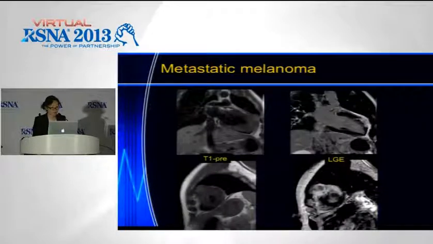One final metastasis that we want to discuss a little bit separately is melanoma. So most metastases tend to be T1 hypointense and T2 hyperintense, but similar to melanoma metastases elsewhere, due to the presence of melanin, we can have T1 hyperintensity, and that's what we see here in this exophytic mass that's associated with the anterior wall of the left ventricle.